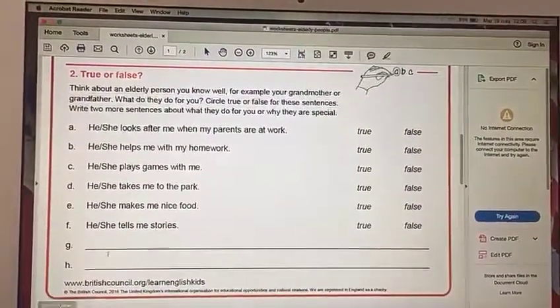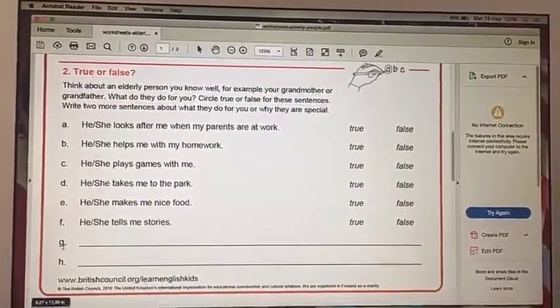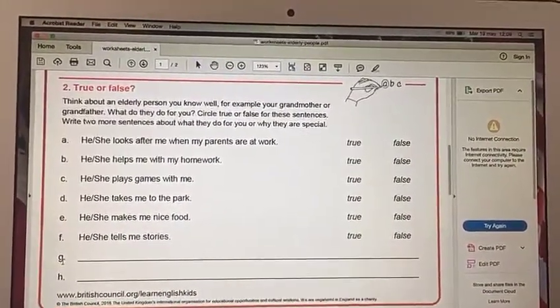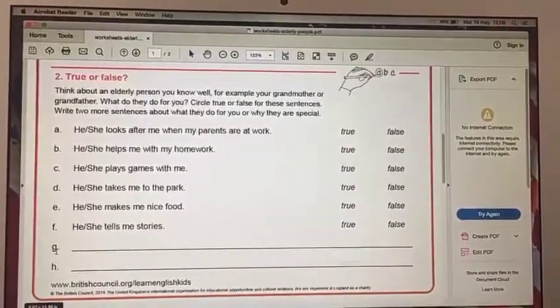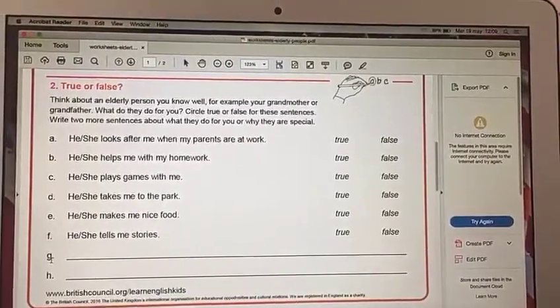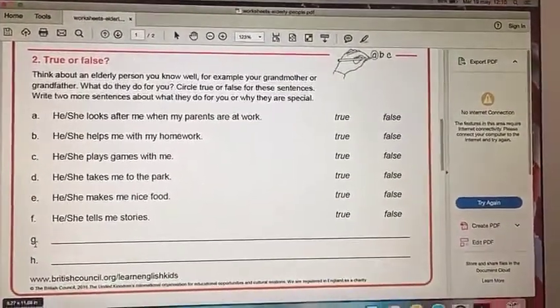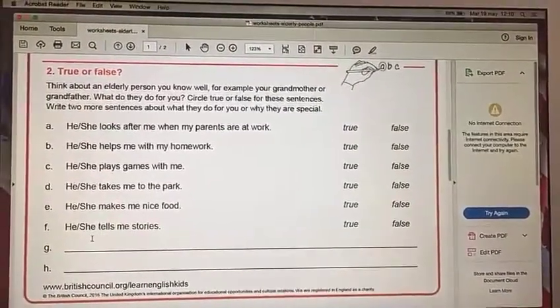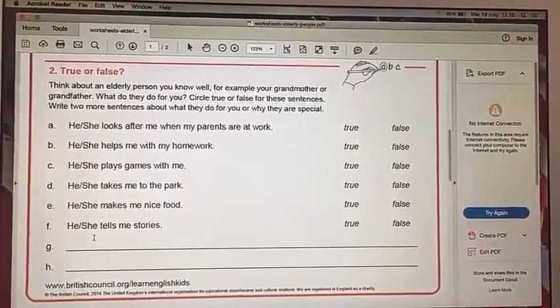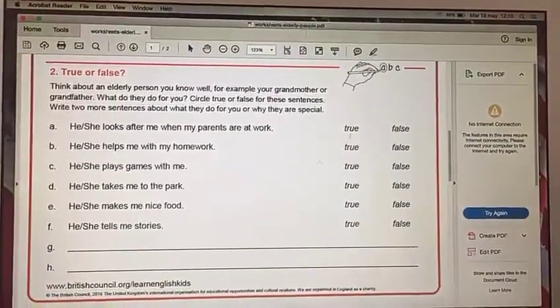Okay, and here you have to come up with 2 more sentences. For example, G, he or she talks with me on the phone. And another example, H, he or she plays sports with me. Okay, so take a few minutes here and come up with 2 more sentences. Write those sentences in and answer the questions true or false.